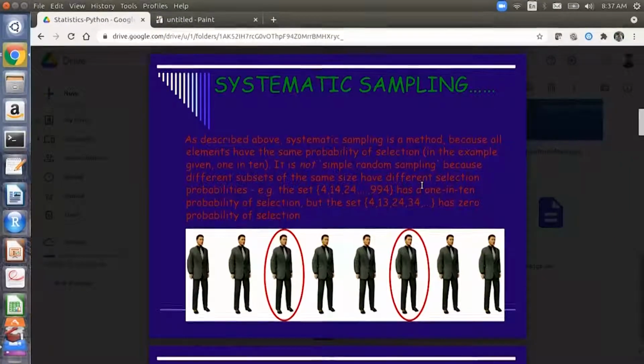Sir, can we say it is a form of skewness? No, skewness is basically the distribution of data. This is sampling. Sampling is basically collecting the data. We are not interested in the distribution. We are collecting a good sample for our analysis. Unbiased good sample.